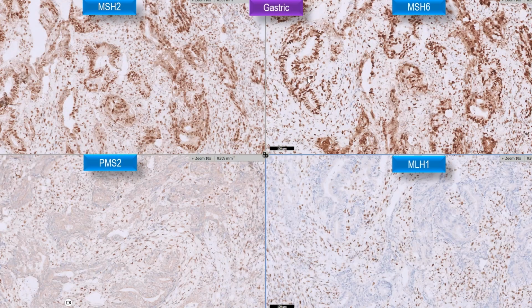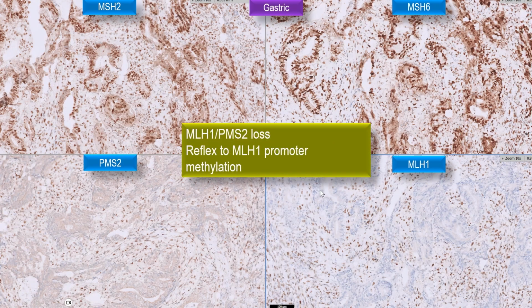Now, just to show a different tumor type, this is gastric. Here we have loss of PMS2 and MLH1, so again, the main defect is MLH1. Here there's a little bit of blush cytoplasmic staining, so for it to be intact you really want to see the nuclear staining. And it kind of helps that we have loss of both of these, MLH1 and PMS2, so it makes it a little bit clearer in this case.